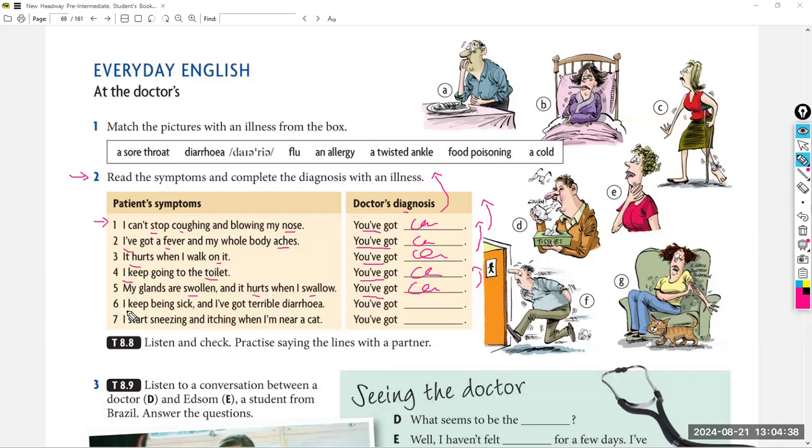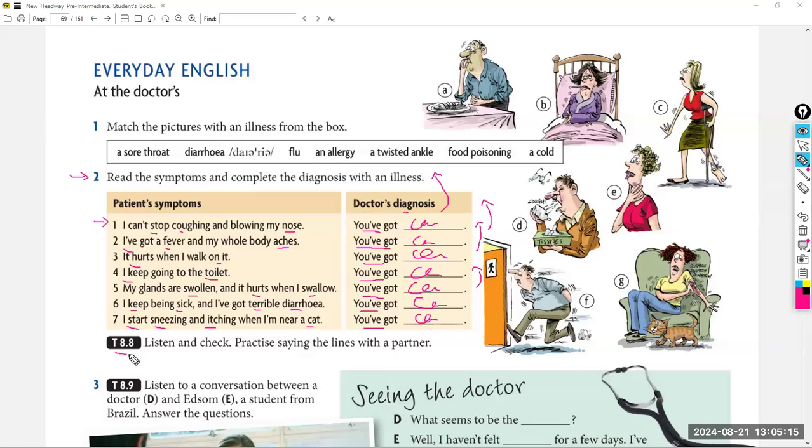Now symptom number 6. I keep being sick and I've got terrible diarrhea. So you've got, okay, the final symptom is saying I start sneezing and itching when I'm near a cat. So you've got, please write the answers because I need you to practice writing the diseases that we have.